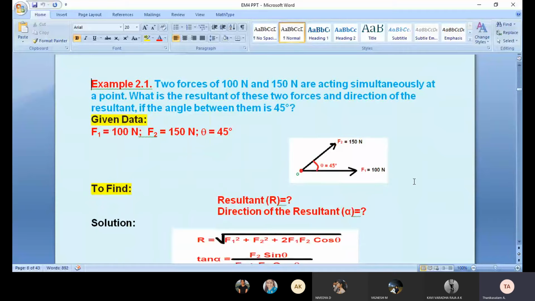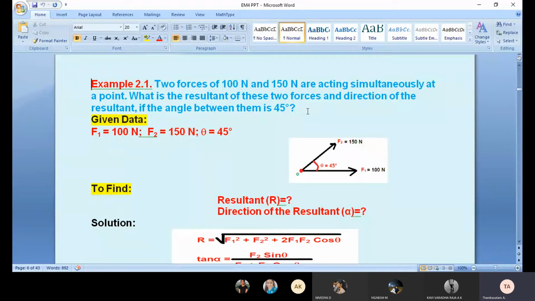See here, the first problem, already solved. I am showing the slide now. Two forces, 100 Newton and 150 Newton, are acting simultaneously at a point. What is the resultant of these two forces and the direction of the resultant if the angle between them is 45 degree? Here only two forces are acting, so you take the first force F1 equal to 100 Newton, the second force F2 equal to 150 Newton, and theta equal to 45 degree.